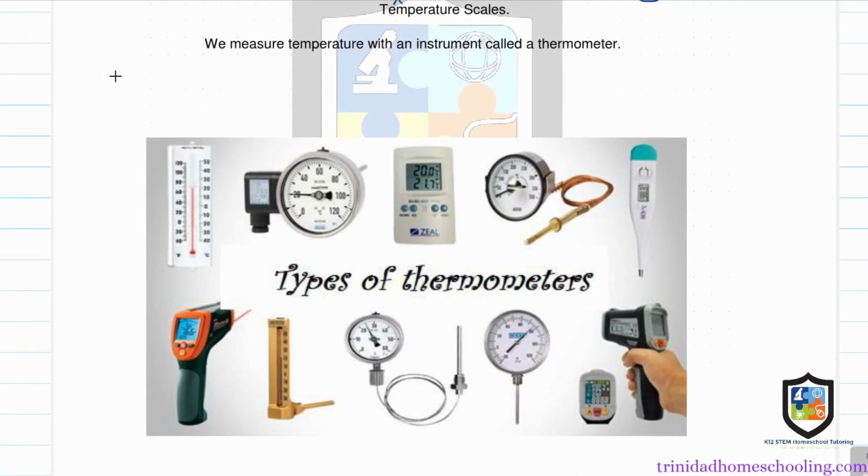So now let's look at some temperature scales. And the instrument we use to measure temperature is called a thermometer. Now there are different types of thermometers, and they each have their own application and special places where they are used. So I'm going to label these thermometers, and we will talk about what type of thermometers they are and briefly chat about how they operate.